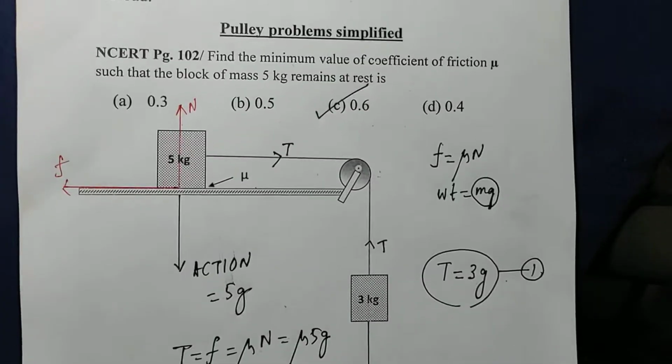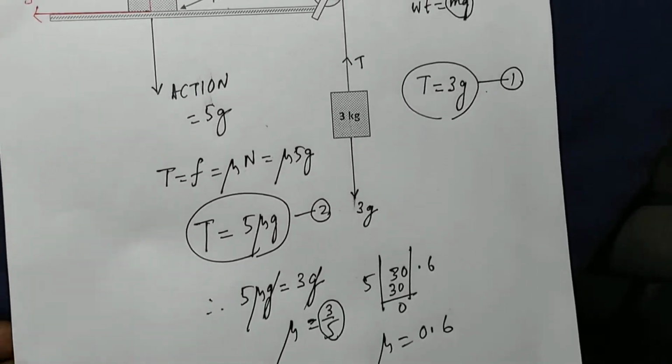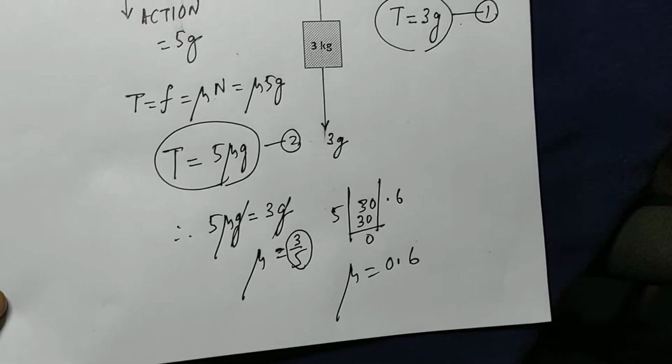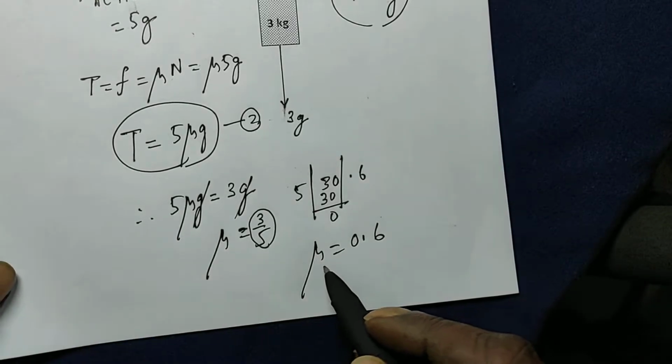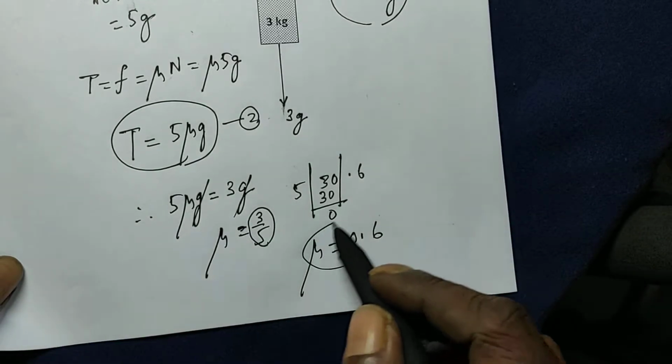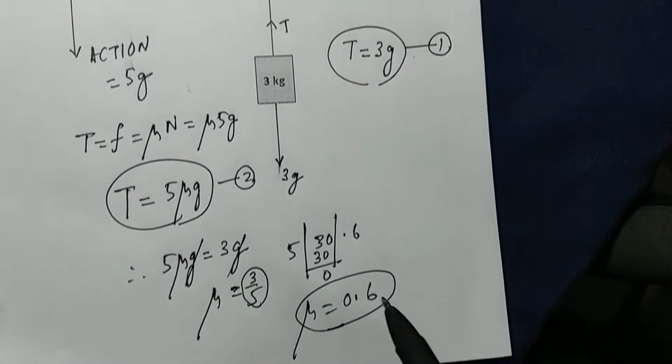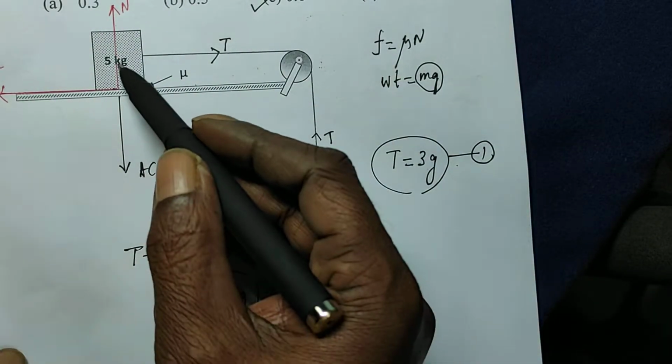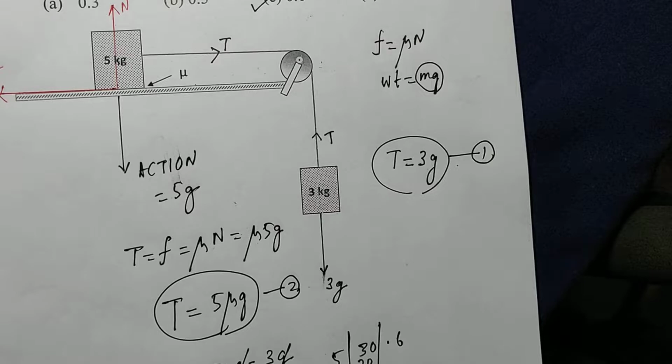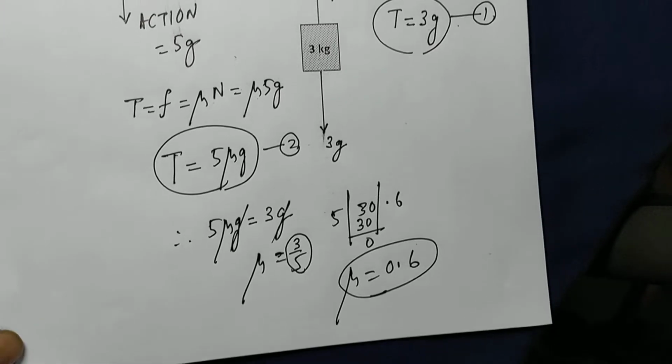Now in the next problem, as I said before, don't try to remember this, don't try to mug up. The answer is 0.6. They might change the values here and here, so you'll be in difficulty. So just remember the principles, how you have to balance the forces.